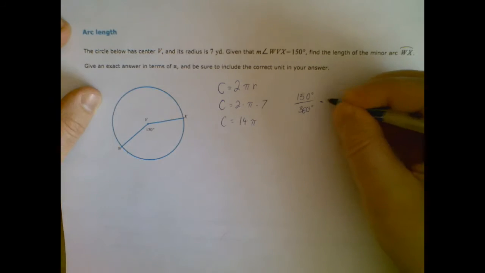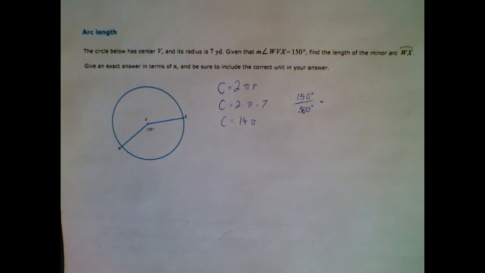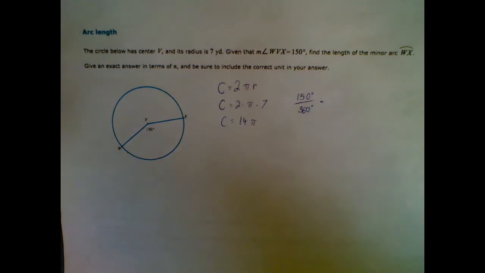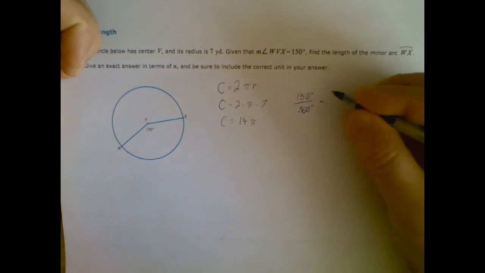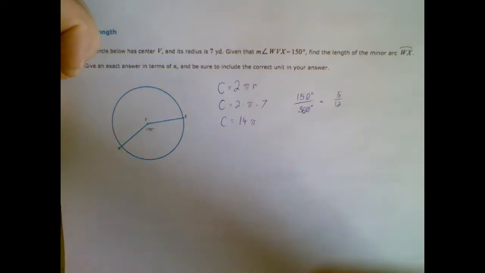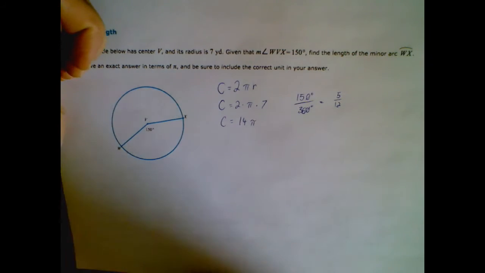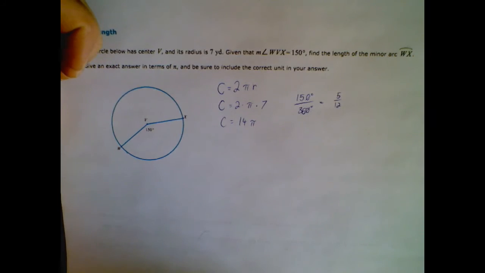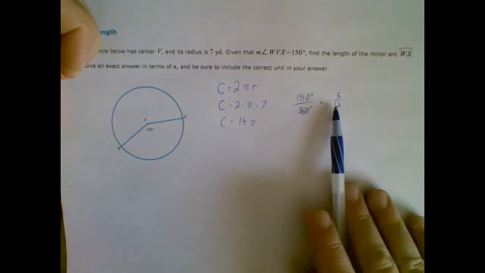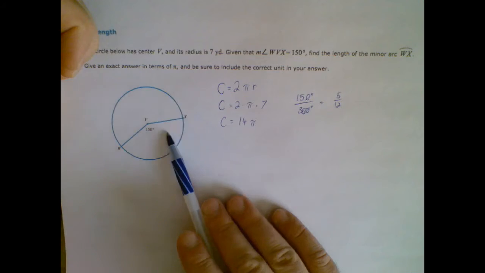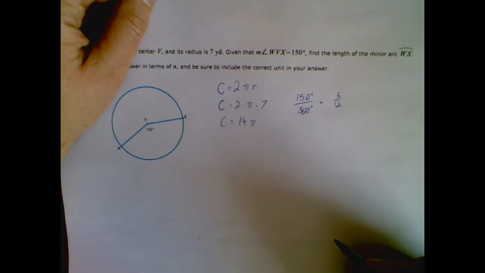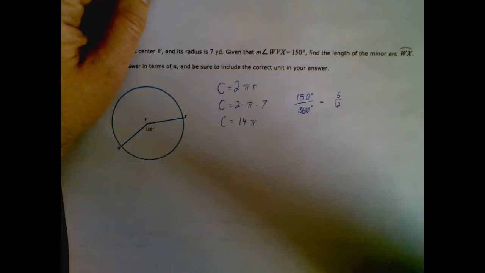Okay, so I go ahead and reduce that fraction. I can divide them both by 30. So that would make this 5 over 12. So we're using 5/12 of the circumference there, which makes sense because 6/12 would be half, and that would be over here, so it's not quite half. So we got 5/12 there if I divide both of those by 30.